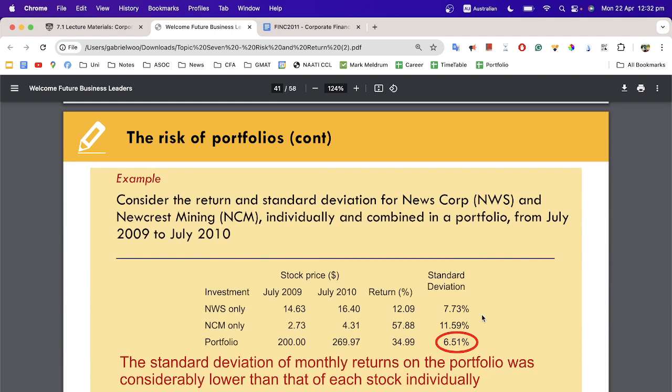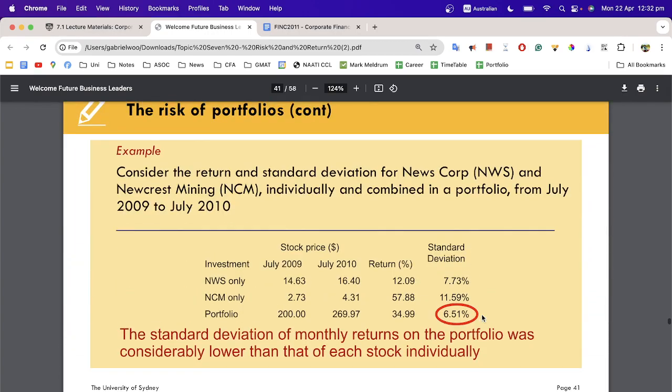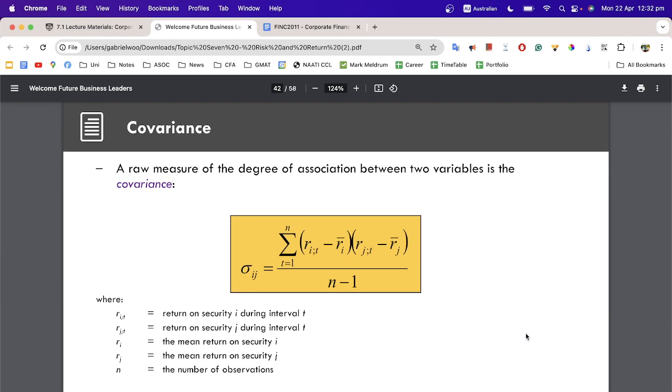So risk over portfolio. Once again, we can see that the standard deviation of monthly returns on a portfolio was considerably lower when these two stocks are not so correlated. And then the benefits of diversification are less so when they are closely correlated. So how do we measure the correlation? First, again, we have to go look at the covariance. So the covariance is a raw measure of the degree of association between two variables.